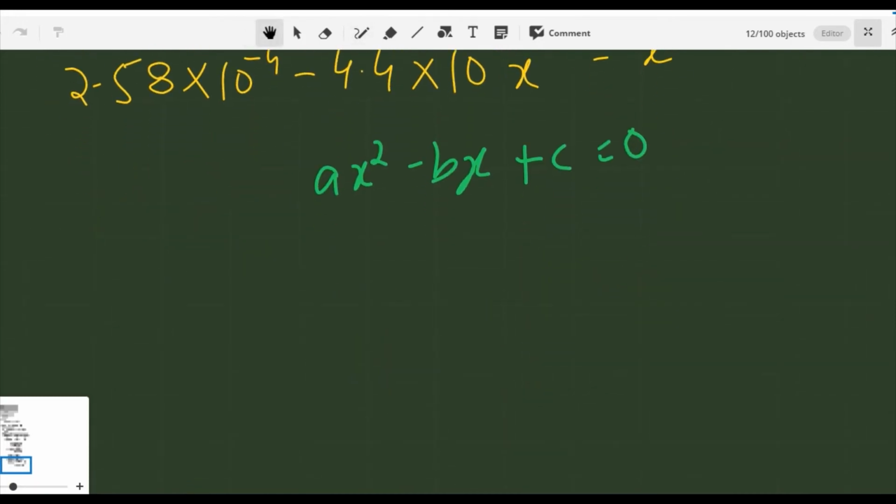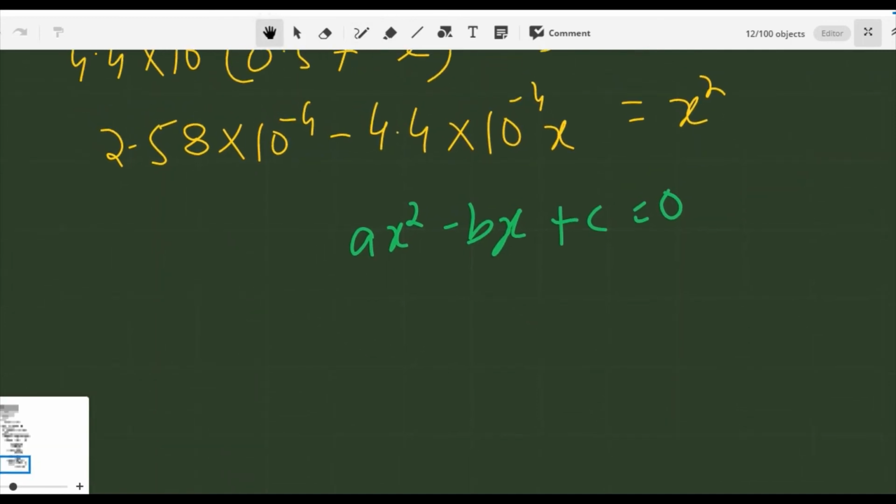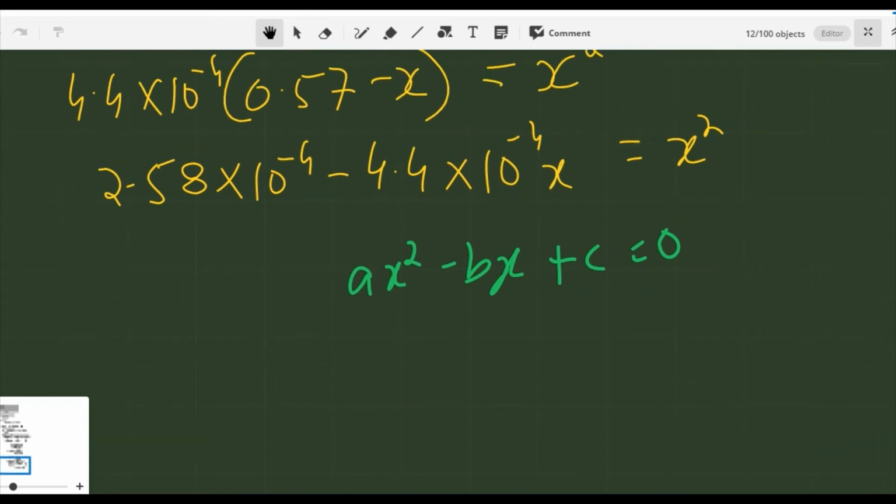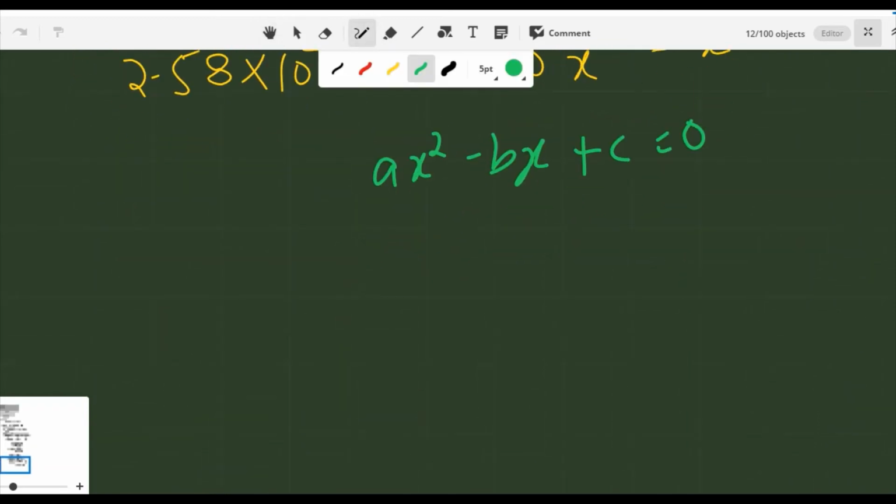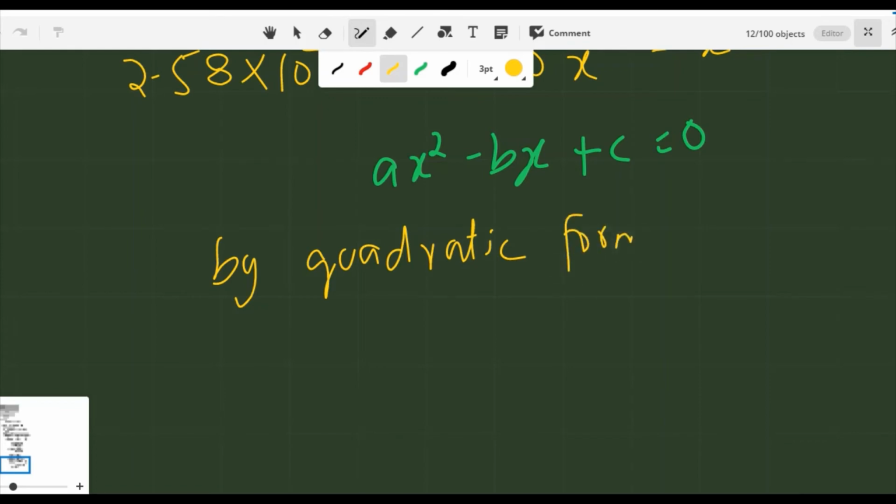So by using the quadratic formula, as you know, x equals negative b plus minus the square root of b squared minus 4ac, divided by 2a. By using that formula, you can calculate the value of x. Here I am going to write: by the quadratic formula you can calculate the value of x. Okay, I am going to calculate that.